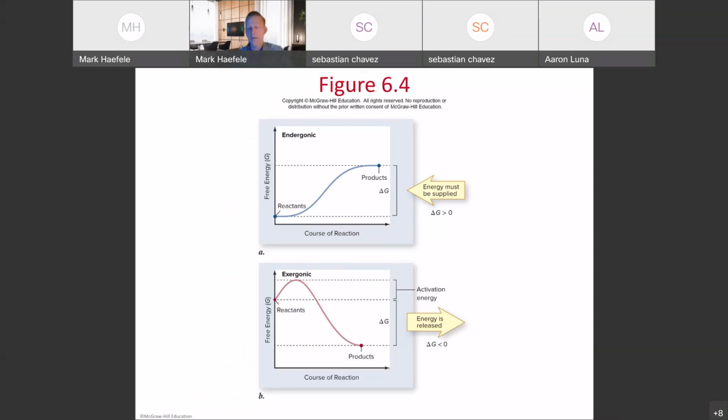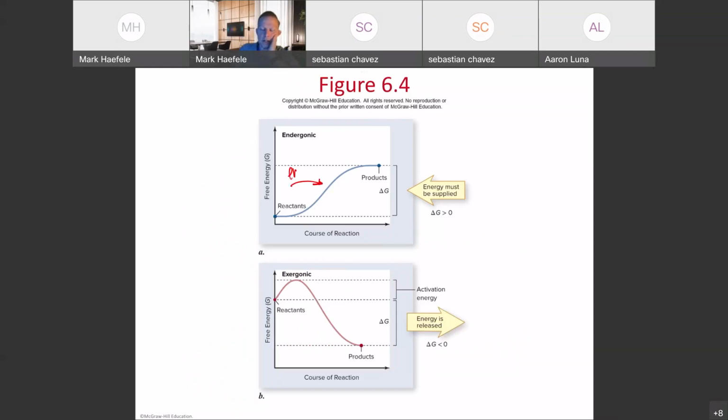This is kind of what they look like graphically. Here you can see in an endergonic reaction, your products are higher in energy than your reactants. That basically flies in the face of the universe. The universe wants to go the opposite direction, from a high energy to the lowest energy state. So this basically means you have to put energy into it.